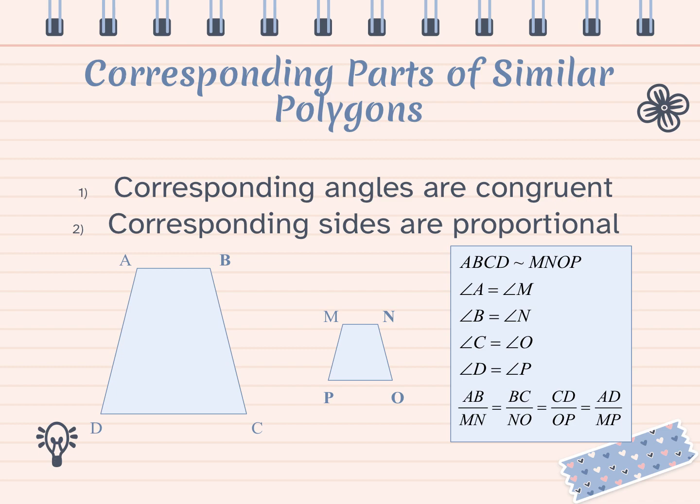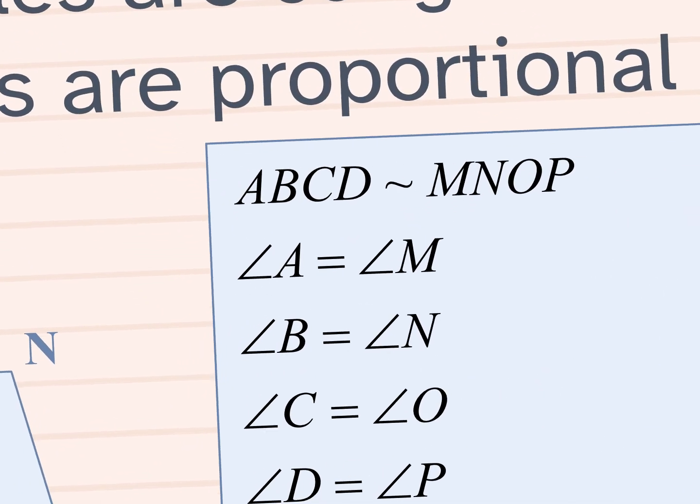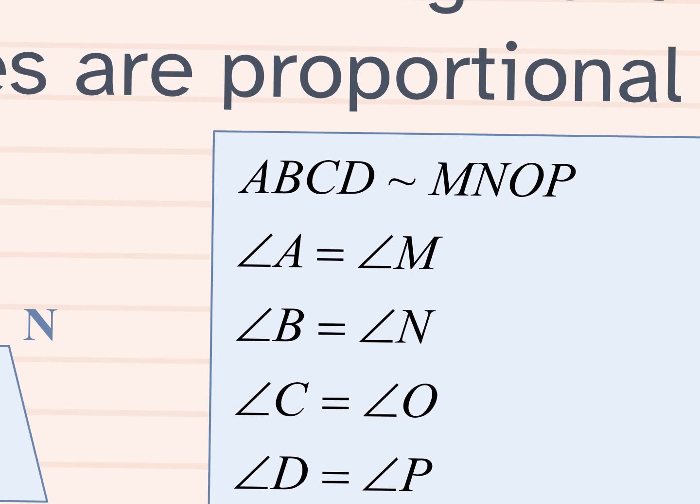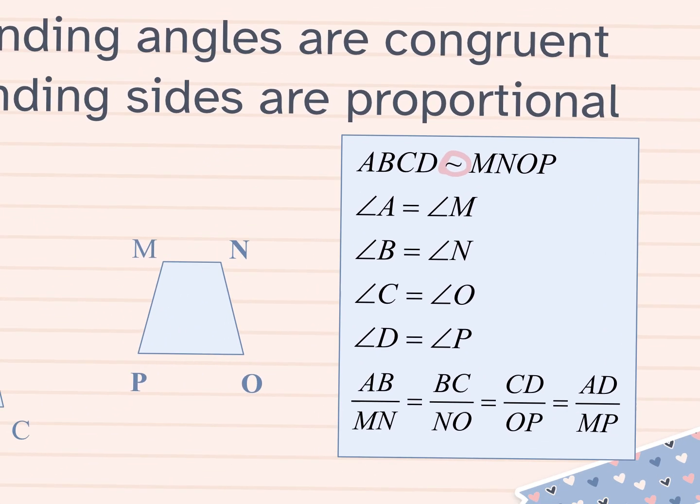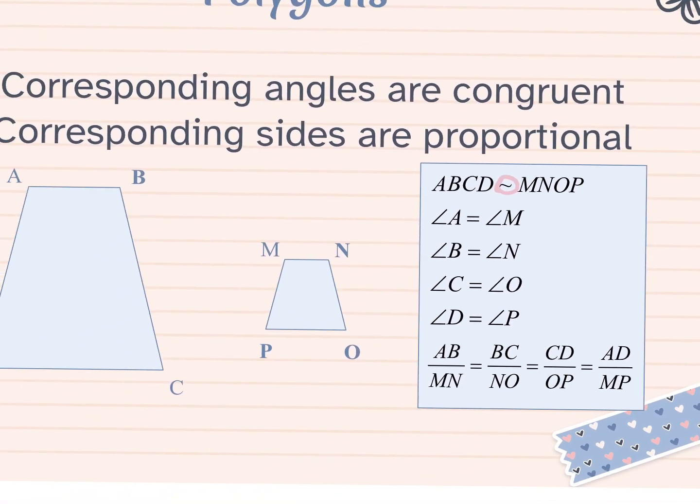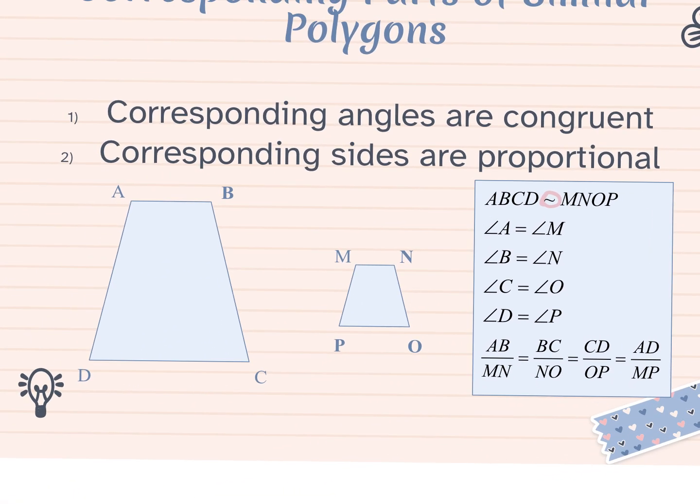So the symbol for similar is this wave-looking thing that's in between the ABCD here and the MNOP. This is the symbol for similar. Now, on all of these corresponding angle matches here, this should be a congruency mark because all angles are going to be congruent if the triangles or the polygons are similar. So you could change those equal signs to a similar. All corresponding angles in similar polygons are going to be congruent. However, their sides are going to be proportional.